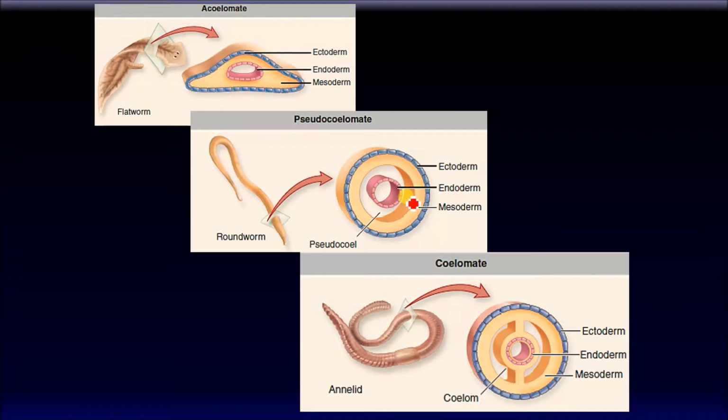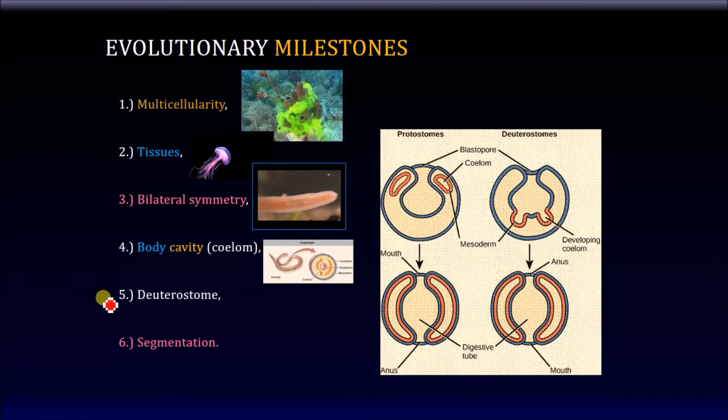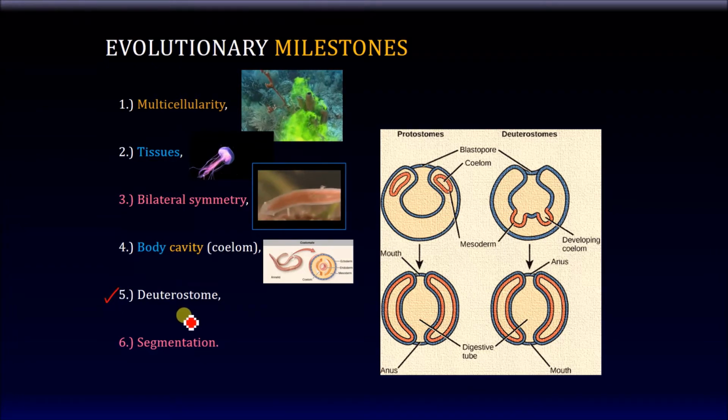As I suggested, the first attempt at creating a body cavity didn't quite work and resulted in the formation of a pseudocoelomate, a cavity between the endoderm and the mesoderm, which doesn't quite work. But nevertheless, that's still better than nothing. The true cavity in the coelomates resides within the mesoderm itself, and it allows for internal organ development to occur. Now, the fifth great evolutionary milestone was the deuterostome development.